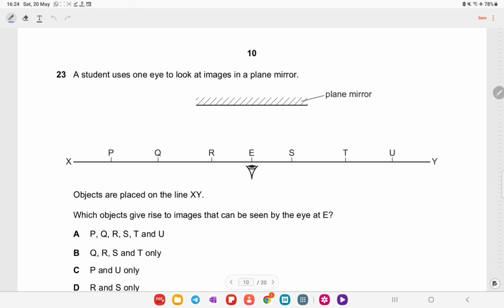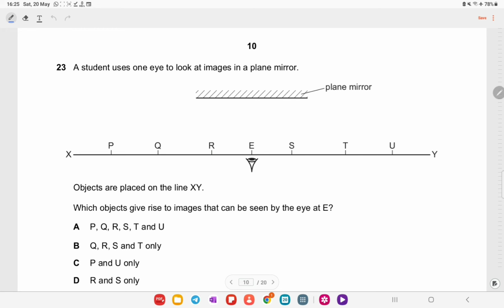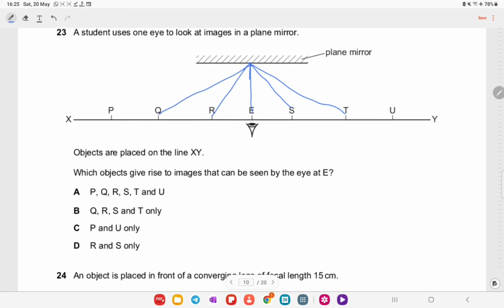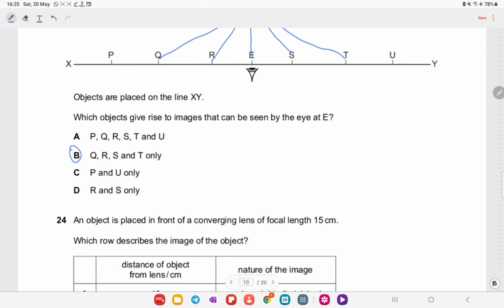A student uses one eye to look at the image in a plane mirror. Objects are placed on the line XY. Which objects give rise to an image that can be seen by the eye at E? So this can be Q or ST, the only places where you can put the object to get your image, and B is going to be the answer.